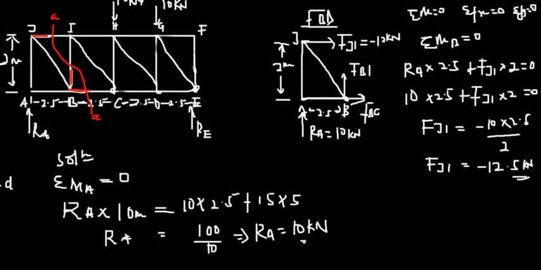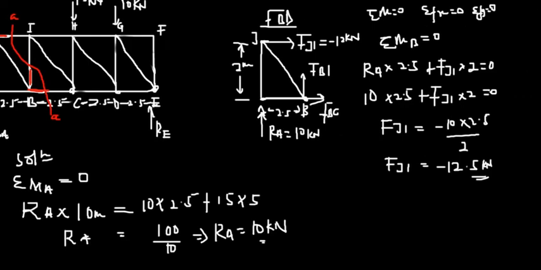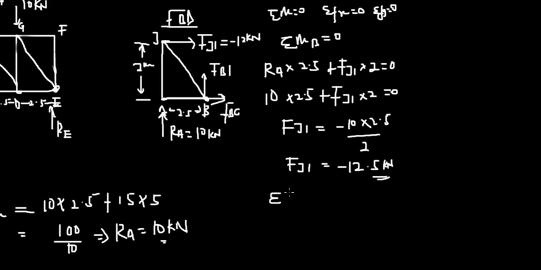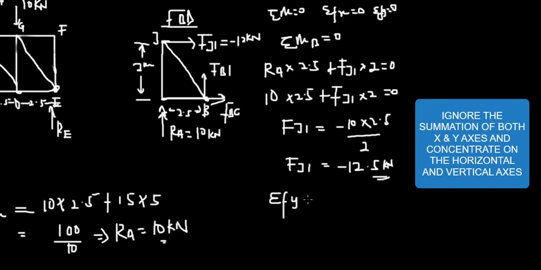Now let's take the condition for equilibrium. Let's take the equilibrium for horizontal and vertical. Horizontal means the x-axis, vertical means equilibrium from the y-axis. So let's equate that to 0. It means that we are taking everything in the direction of the y-axis.